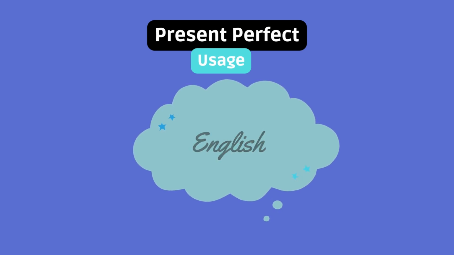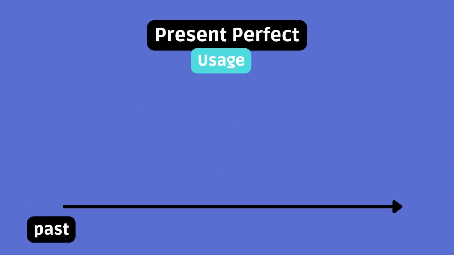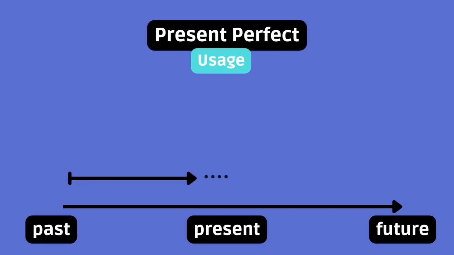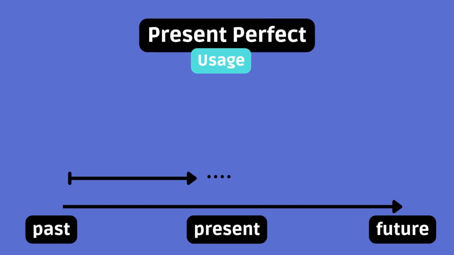The key concept is that the present perfect is like a bridge between the past and the present. It's a way to refer to an action which started in the past and has a connection to the present. It can fall under 4 different cases.